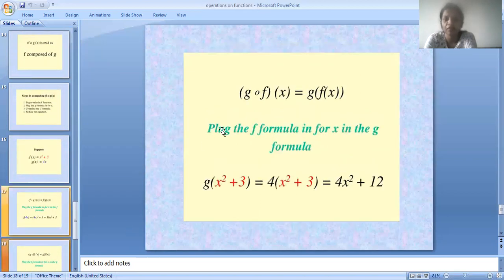And g f of x is equal to g of f of x. Plug the f formula in for x in the g formula. That means g of x square plus 3 is equal to 4 times, substituting the value x square plus 3 in place of x. The right hand side is 4 into x square plus 3, which is equal to 4x square plus 12.